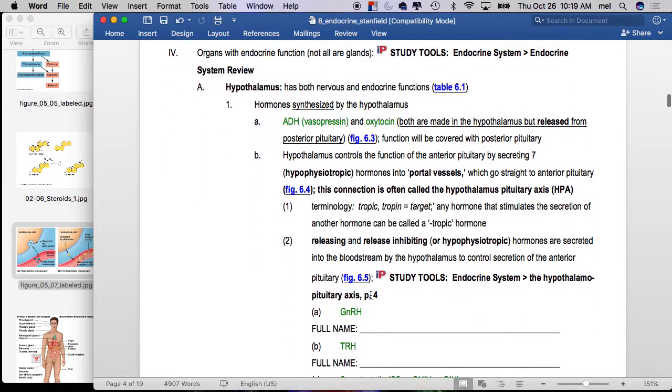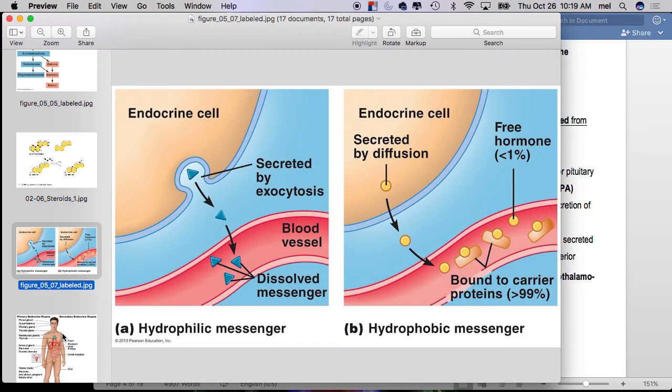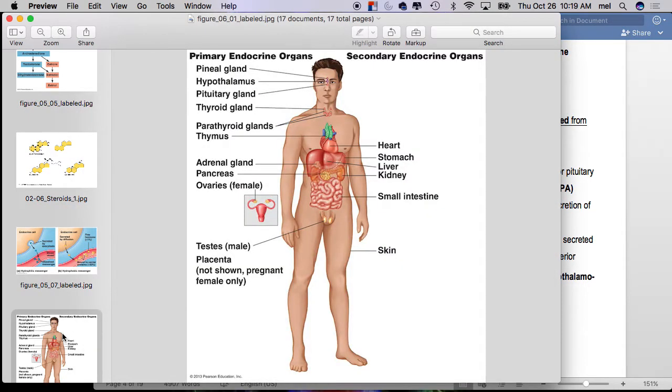Okay, so now let's get into the interesting stuff. And you have to listen really carefully today because the naming convention is super confusing until you get the pattern. And then once you get the pattern, you're going to be cool, okay? So first thing is let's talk about the fact that not all endocrine organs are glands.